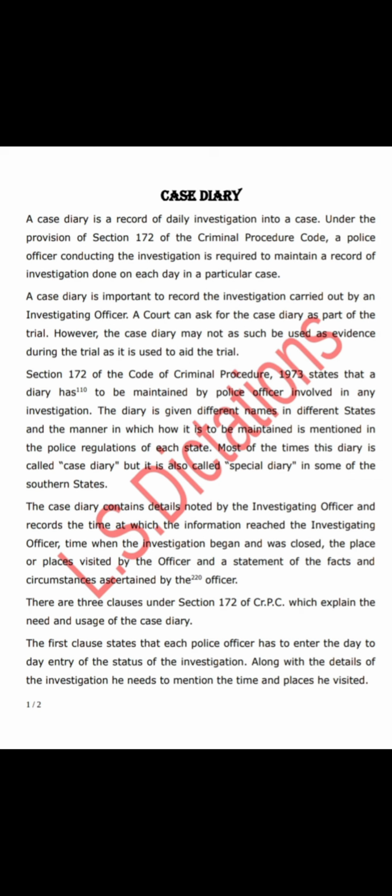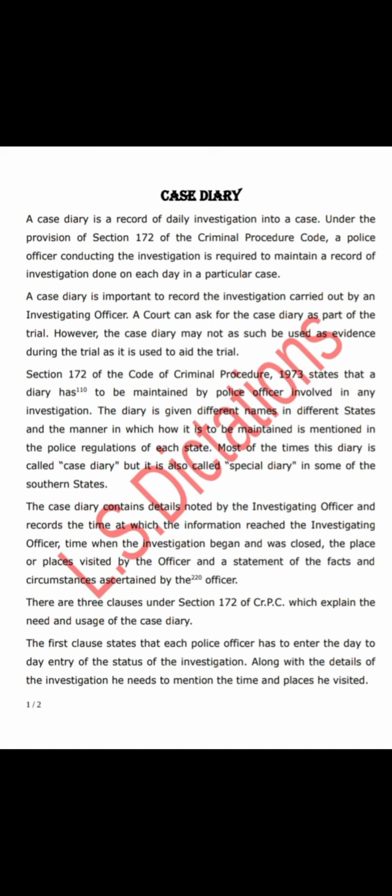A case diary is a record of daily investigation into a case. Under the provision of Section 172 of the Criminal Procedure Code, a police officer conducting the investigation is required to maintain a record of investigation done on each day in a particular case. A case diary is important to record the investigation carried out by an investigating officer.